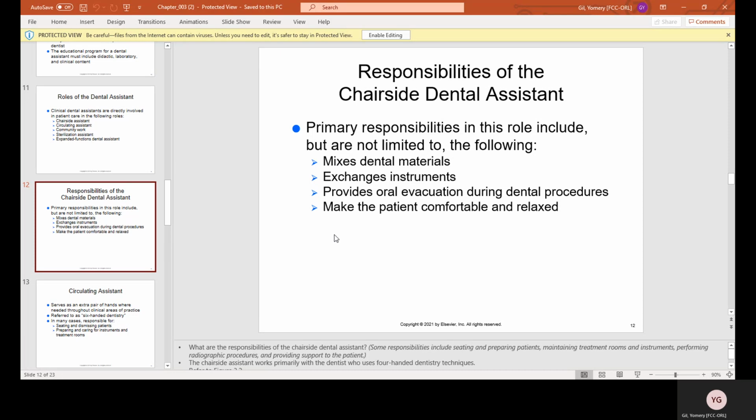And they make the patient comfortable and relaxed. Now, this assistant does not do any type of work inside of the patient's mouth.